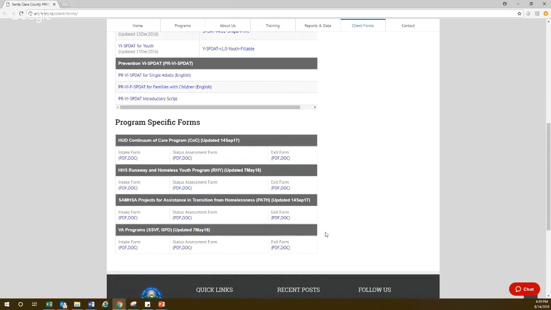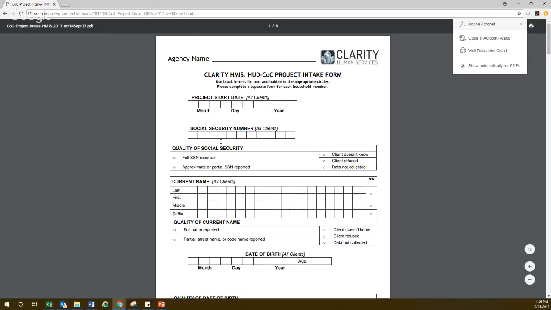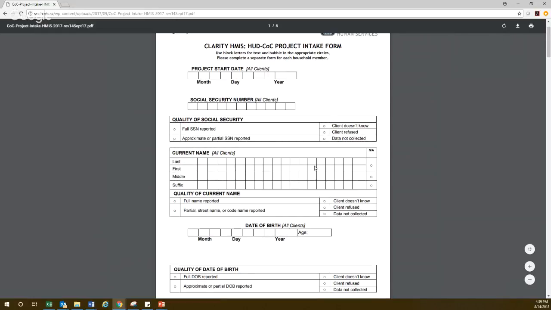If you are a program funded by HUD, the Continuum of Care, you would use a program here. So I'm going to open up, let's say, a PDF of the intake form. We're going to take a look at this together. This is an 8-page HMIS project intake form in Clarity for us to input. And as you can see, it asks for someone to have this information presented to them. It's in block letters, and we have to use a separate form for each person.